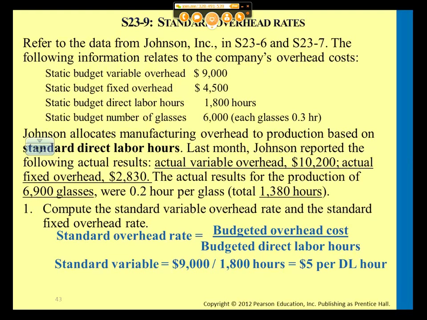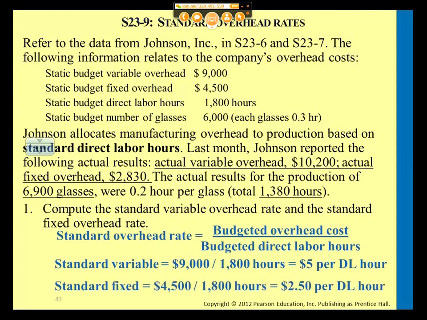The next thing we need to calculate is the standard fixed. So we'll be utilizing our fixed overhead, right? Static budget fixed overhead of 4,500. And what about the hours? Are we going to use number of glasses, hours? What are we going to use? 1,800, that's right. All right, so we take 4,500, we divide it by 1,800 hours, and we find that the standard fixed is 2.5 per direct labor hour.